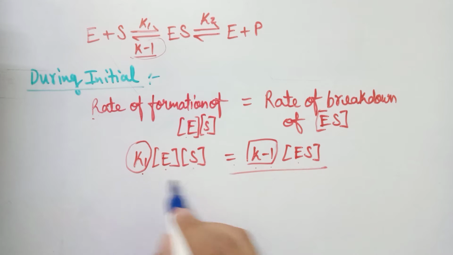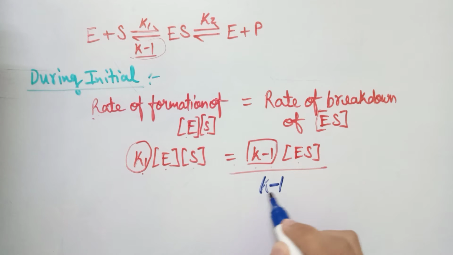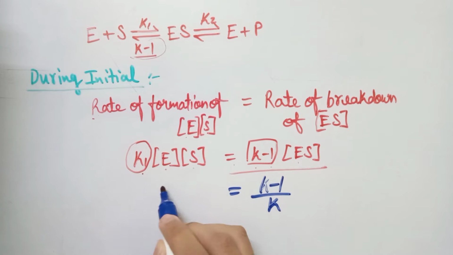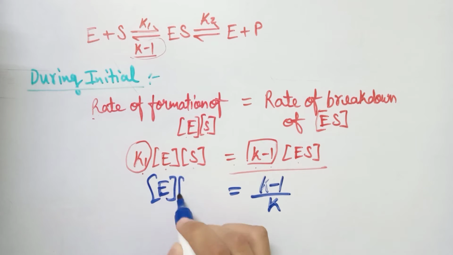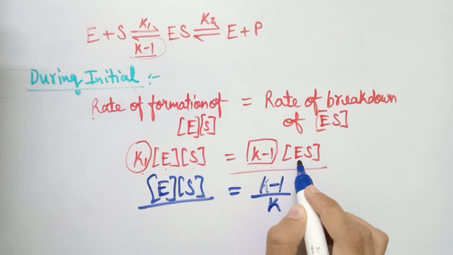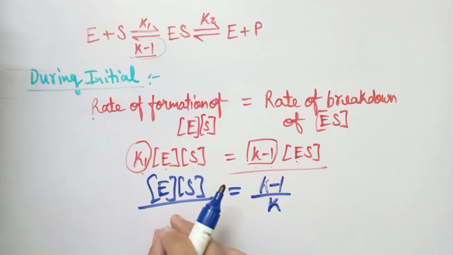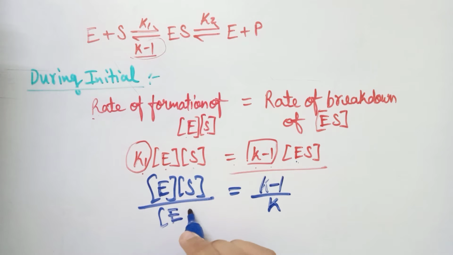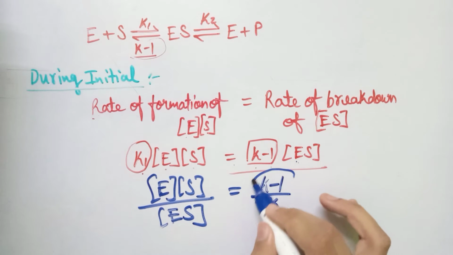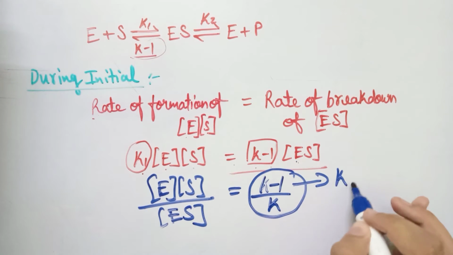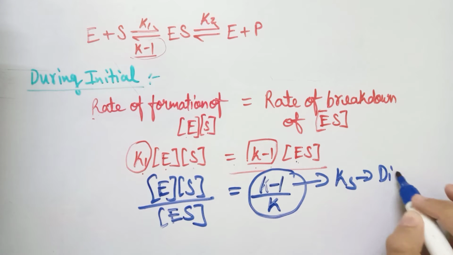Now we can take the K1 here. So this will become K minus 1 by K1 is equal to enzyme concentration, substrate concentration, and enzyme substrate complex concentration will come here. So this will become like this. And now this K minus 1 by K1 is known as Ks, which is known as the dissociation constant.